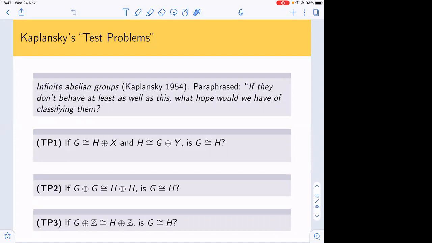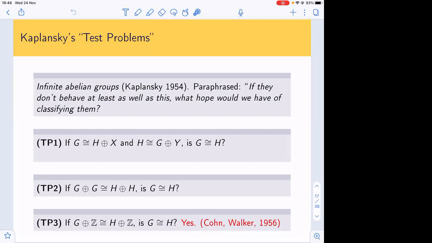Okay, within about a decade, all three of these questions had been answered, as it happens in reverse order. The third test problem turned out to be actually quite easy. When I say easy, I mean the answer is a proof of about a paragraph. I think probably lots of people were embarrassed they hadn't realized it was so easy at the time. And Cohn and Walker, independently in 1956, so very shortly after Kaplansky's work, showed that, in fact, the answer is yes. So in this case, there aren't any bizarre things happening.